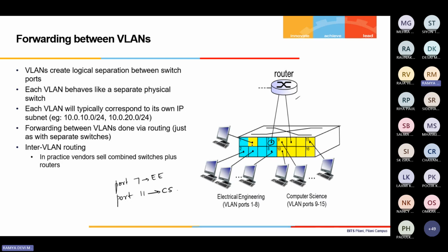So here we have two VLANs. Blue are connected to VLAN 10, and yellow are connected to VLAN 20. If 7 wishes to communicate with 11, definitely it has to pass through a router. If they are two different switches, we need a trunk link.